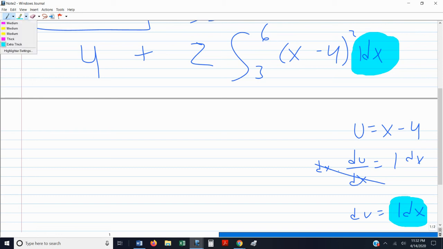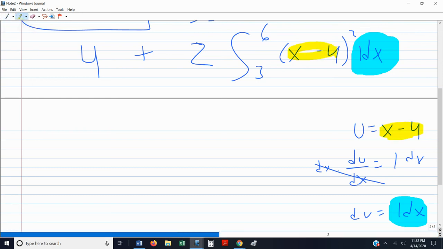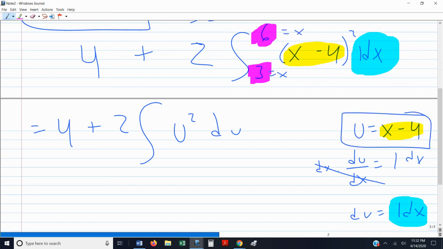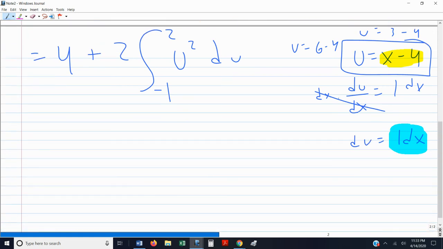And then the x minus 4, that is your u value. So I'm going to write 4 plus 2. We have the yellow, x minus 4 is u being squared, and then 1 dx becomes du. I'm going to also take these upper and lower limits, which are x values right now, and convert them to u values. So if I plug in the 3 minus 4 is negative 1. If I plug in the 6 minus 4 is 2. So those are my new upper and lower limits.